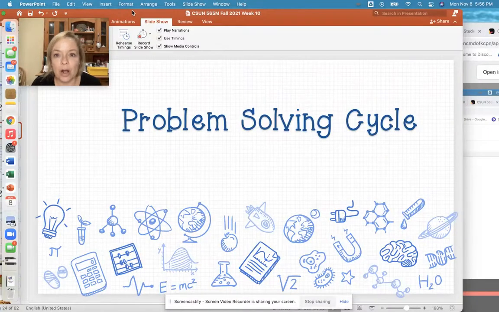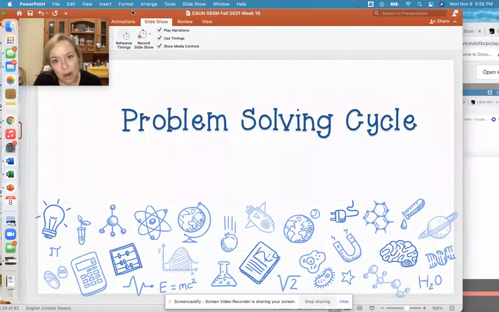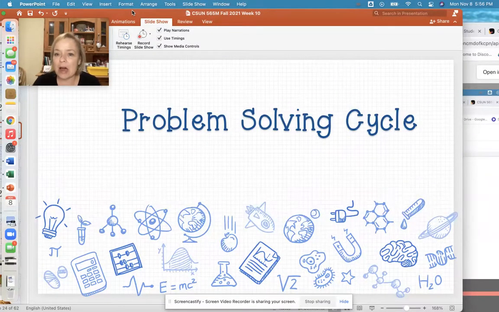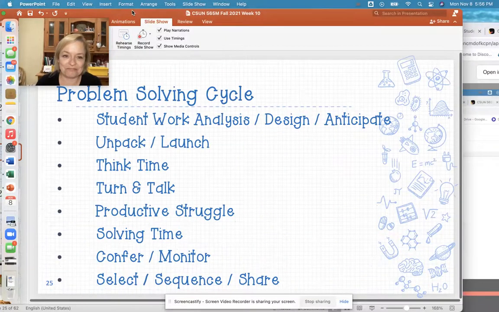We're going to take another look at the problem solving cycle. We're going to be looking at this through the lens of grouping problems. We are also going to be thinking hard about what implications this has for our lesson plan.